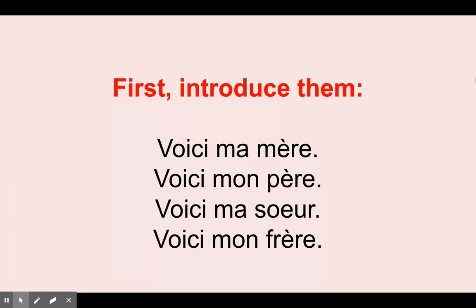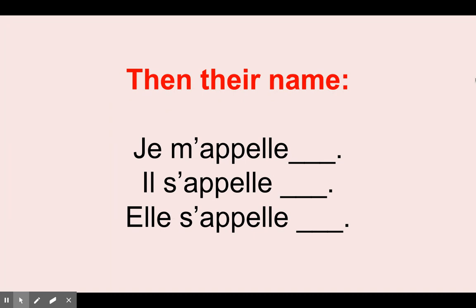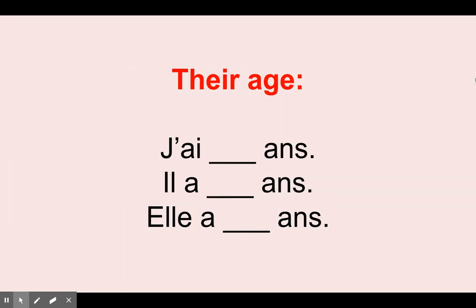So each description will start with that. Then you're going to say their name. So when you say yourself, you just say je m'appelle. When you say your brother, il s'appelle. When you say someone feminine, elle s'appelle. And then you give their name. Their age. Now, every person you talk about has to be a different age. You can't all be the same age, right? J'ai, il a, elle a, to say how old they are.